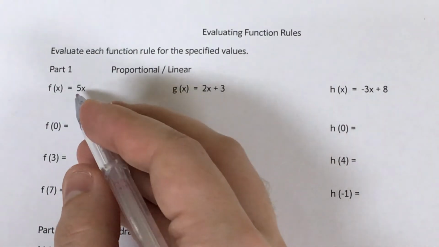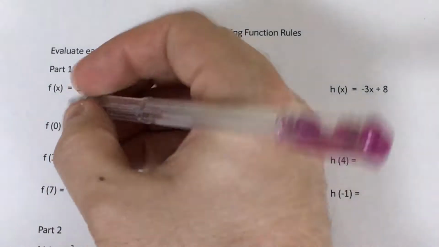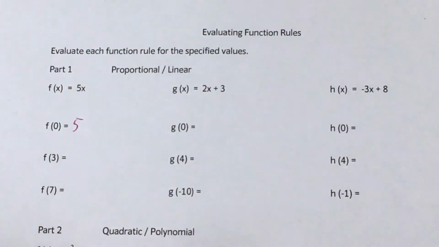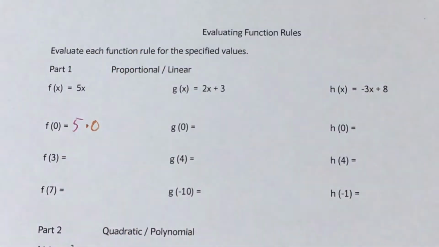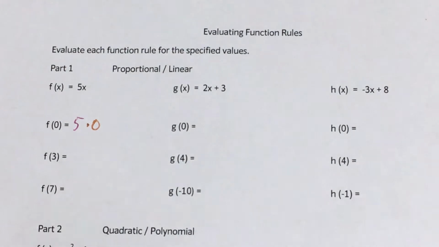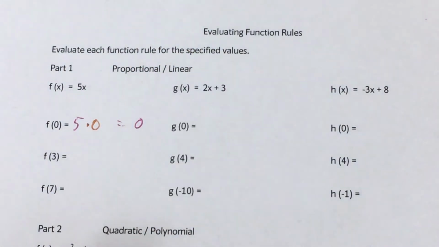So for part one, the proportional function f of x equals 5x. If I see f of 0, that means I'm going to start writing this function, but instead of x, I'm going to write 0. So 5 times x becomes 5 times 0, and anything times 0 is just going to equal 0. So 0 is my answer.